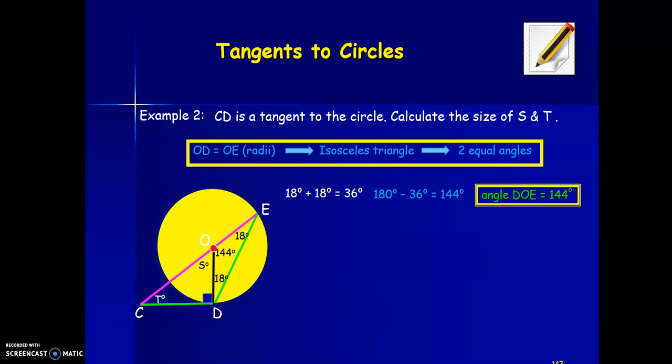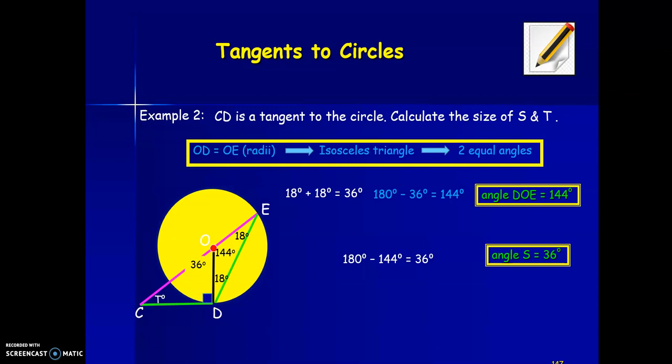Now we can get angle S. Now, angle S makes a straight angle with 144 degrees. So all we have to do to get angle S is do 180, take away 144, and that will give us 36 degrees.